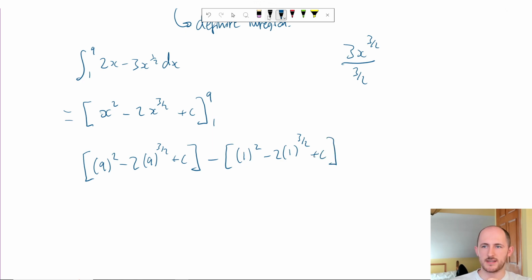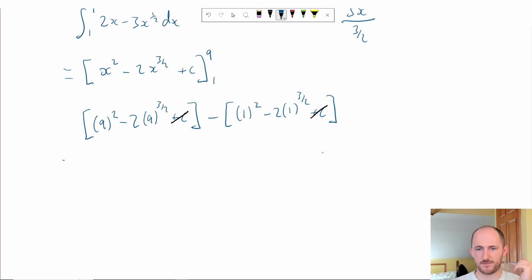Now you might notice that the plus c's cancel. And just as a bit of a spoiler warning, they will always cancel, because when you sub in values, it's never going to affect a constant. So that constant is always going to disappear. So if you want, you don't even need to write it. But I wrote it just to make super clear that that is a thing.